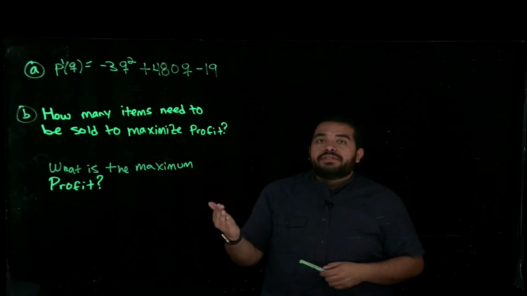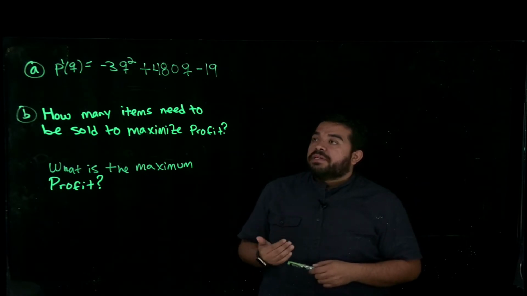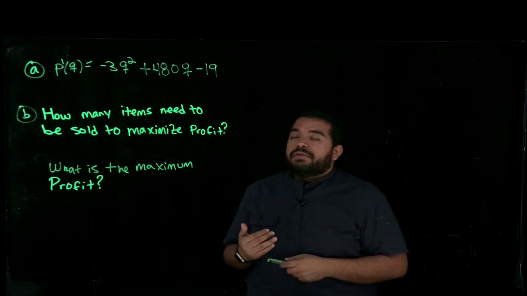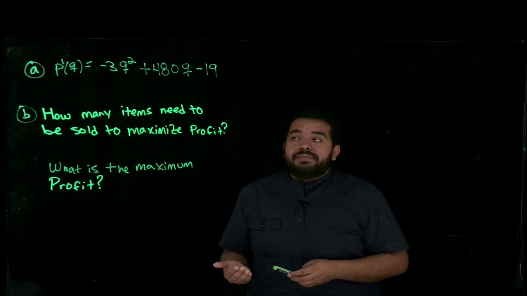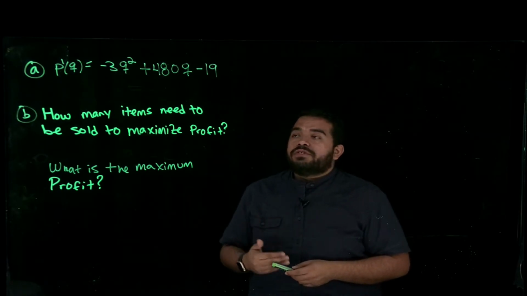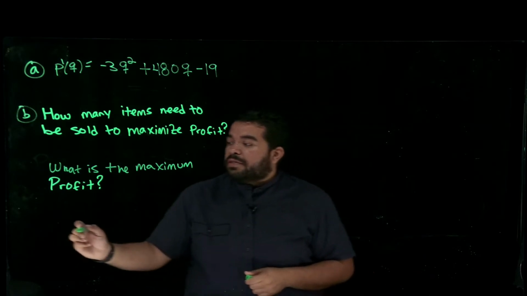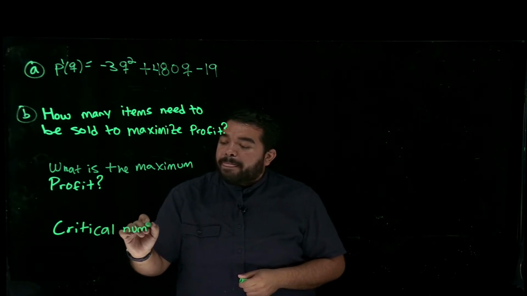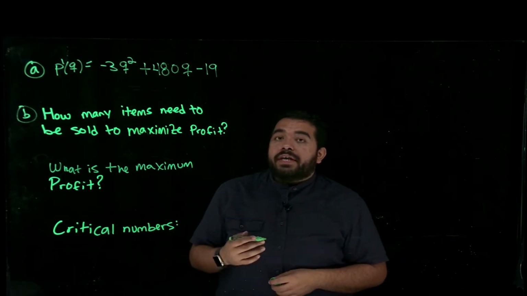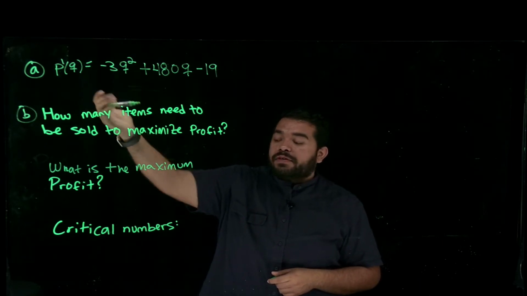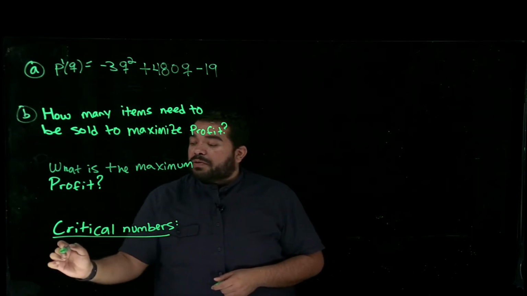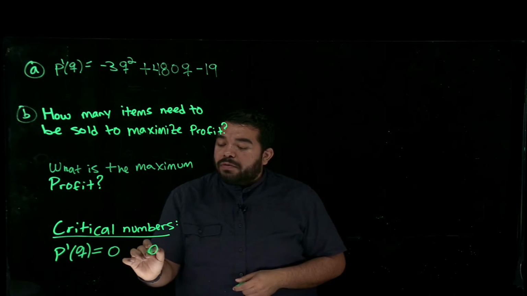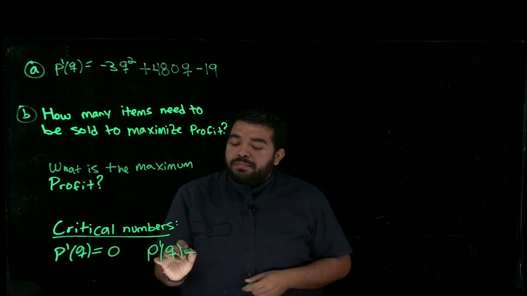Okay, so now let's go ahead and turn our attention to part B. Part B is asking how many items need to be sold to maximize profit, and what is the maximum profit. Whenever we are asked to find the minimum or the maximum of a function, you want to remember the definition of the critical numbers. Again, we did find the marginal profit function, which is over here. So for this problem, the critical numbers are the values of q that make this equal to 0, or the values of q that make this undefined.